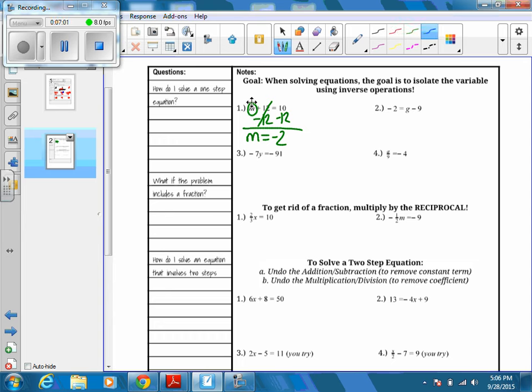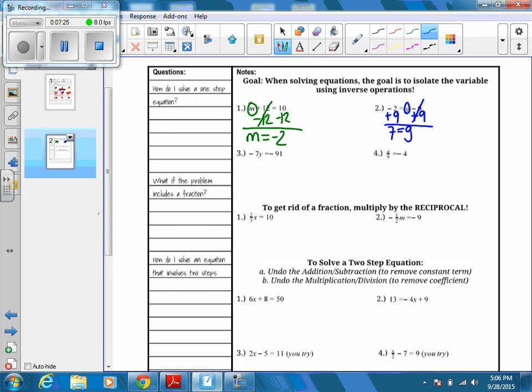My variable in this case is g, and 9 is being subtracted from it. So the opposite operation is addition. I need to add 9 to both sides. So I have g is equal to 7. All right, let's look at number 3.